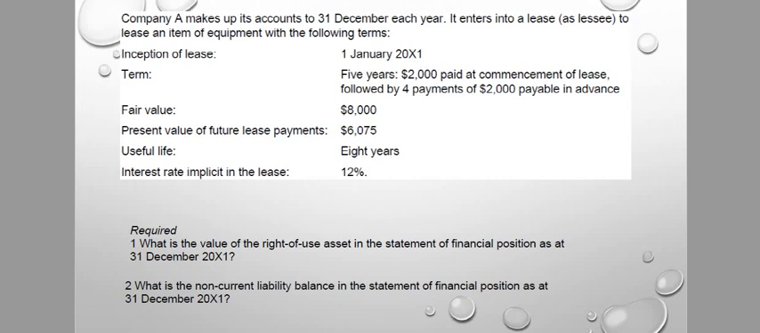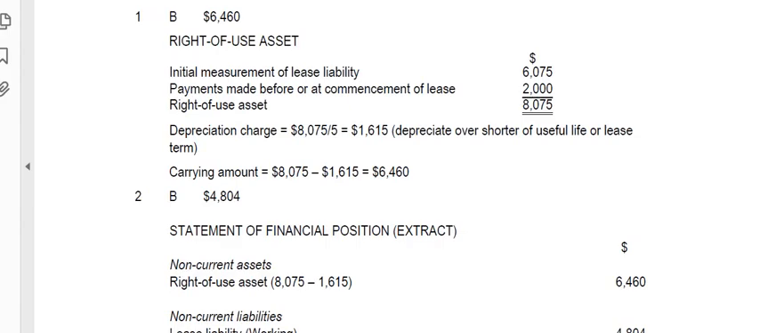We start at inception. At inception, the right of use asset is initially measured at the lease liability of 6,075 plus the payment made in advance at the commencement of the lease. So the total of 8,075 is what will be recognized at the beginning of the year.